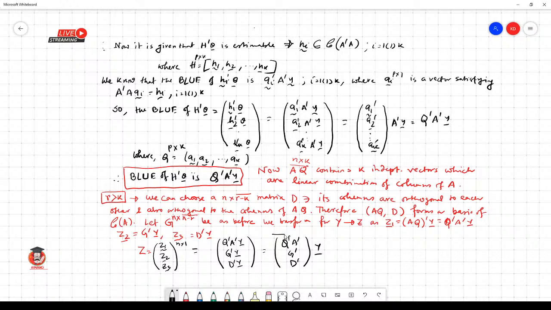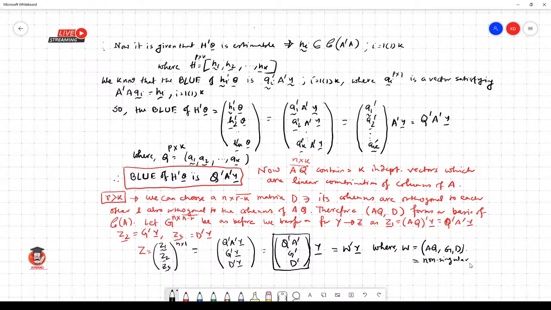I denote this matrix by W. So z curl is nothing but W prime y curl, where W is equal to AQ, G, D, and we can see that this is a non-singular matrix.